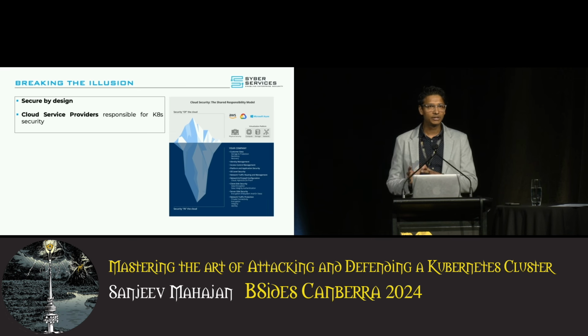They are responsible for securing that. Whereas every other thing, like configuration of the cluster, for example your network policies, your IAM controls, and also your data storage, all of that is under the remit of the customers who are using Kubernetes. So basically, the configuration of Kubernetes.